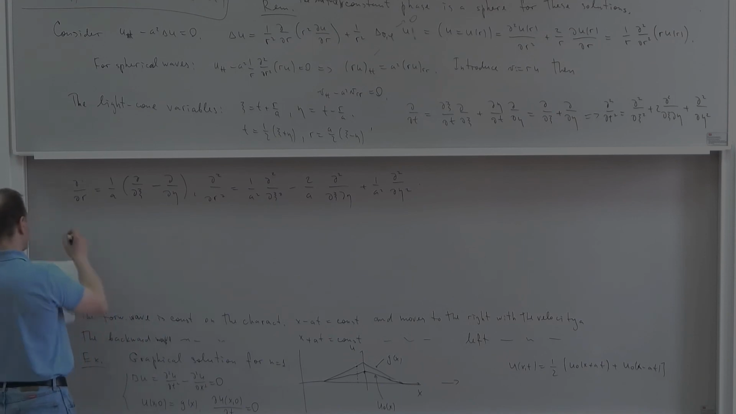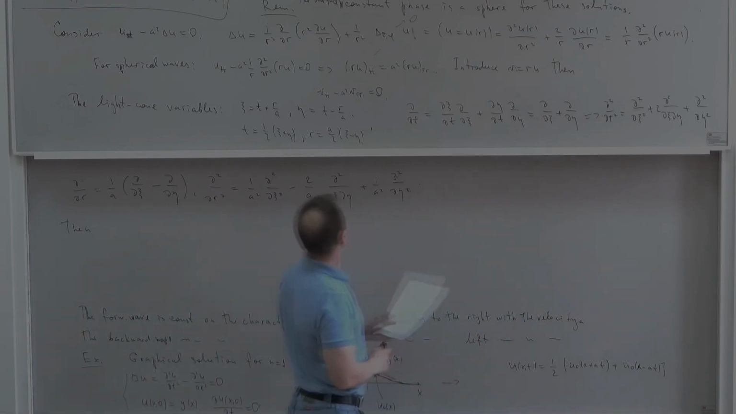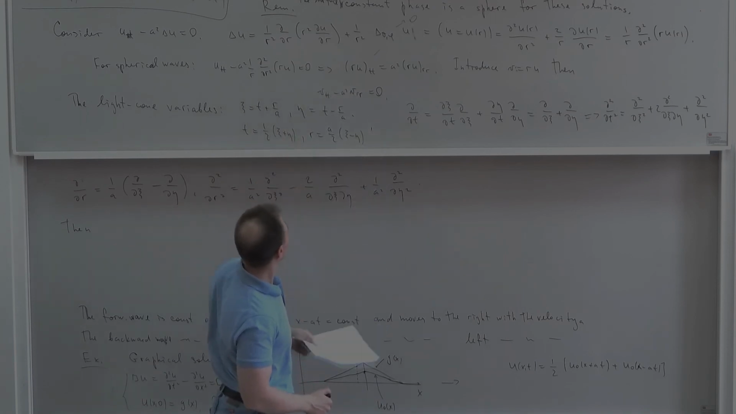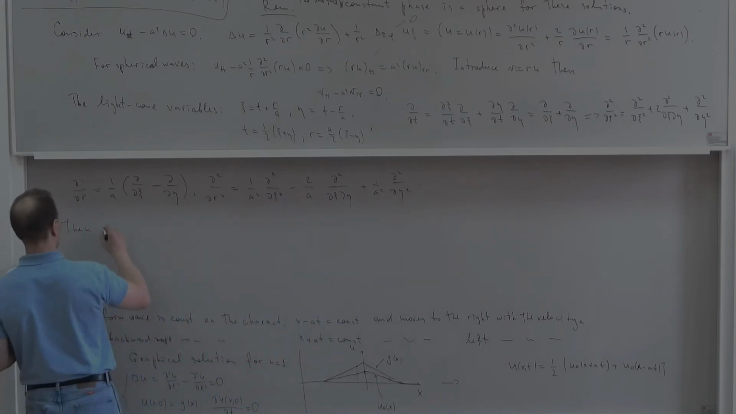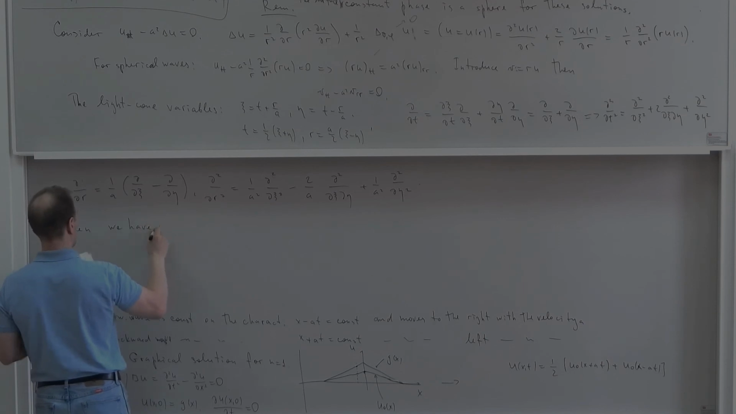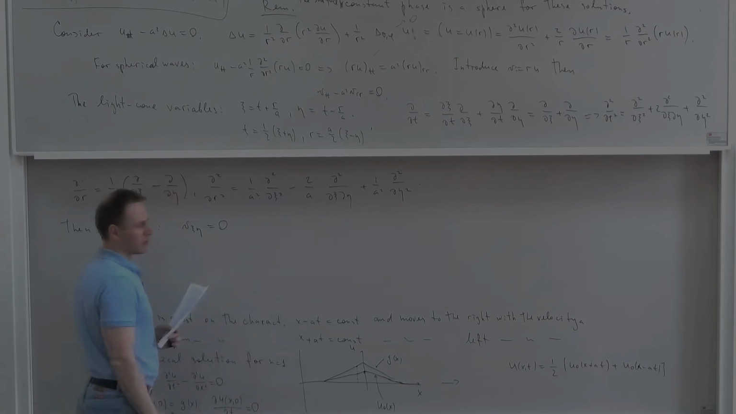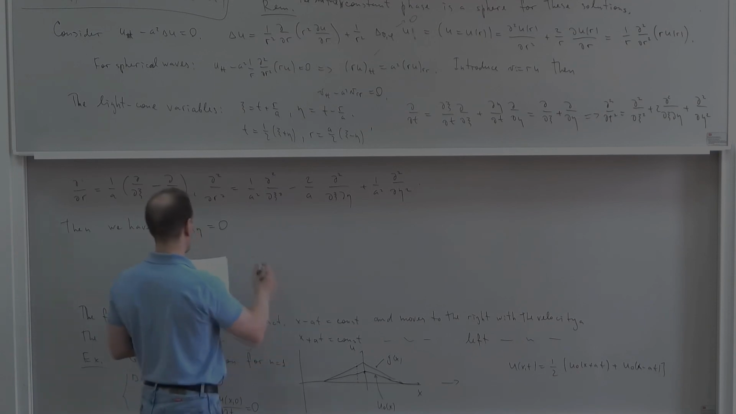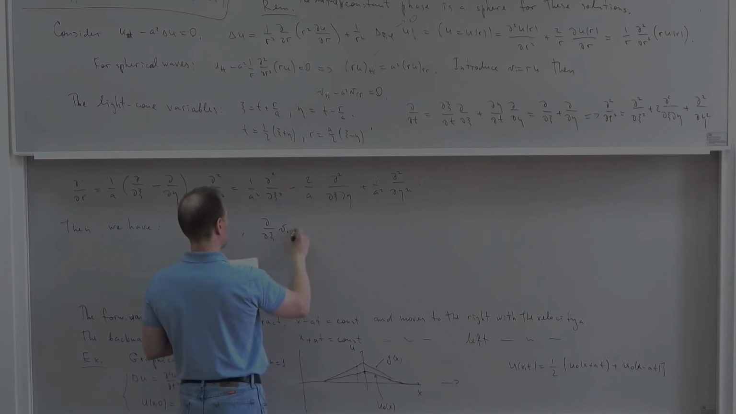Then, substituting this and that into the wave equation in this form, we obtain the equation. This equation is equivalent to an equation of such a form. Of course, it can be written, for example, in such a form.